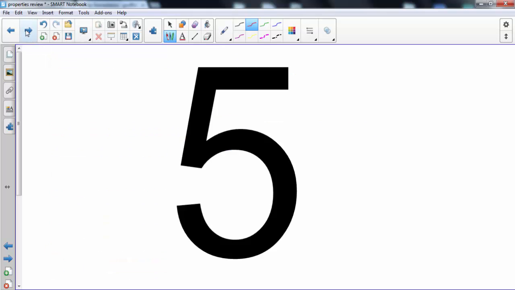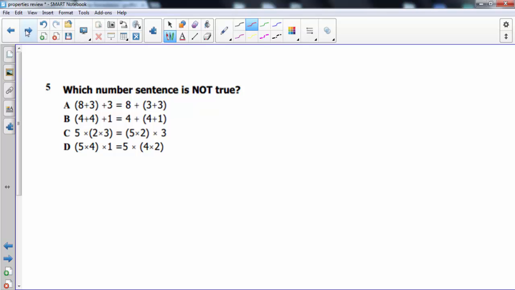Question number 5. Which number sentence is not true? So we need to go through and find 3 that are true and 1 that is not true. I see here 833, 833, and I know that in the associative property, if different numbers are grouped together and we have the same order and the same numbers, this will be true. So this is a true statement. Here I see the same numbers, 441, 441, and I just have different numbers grouped together. This is an example of the associative property, so it's going to be true.